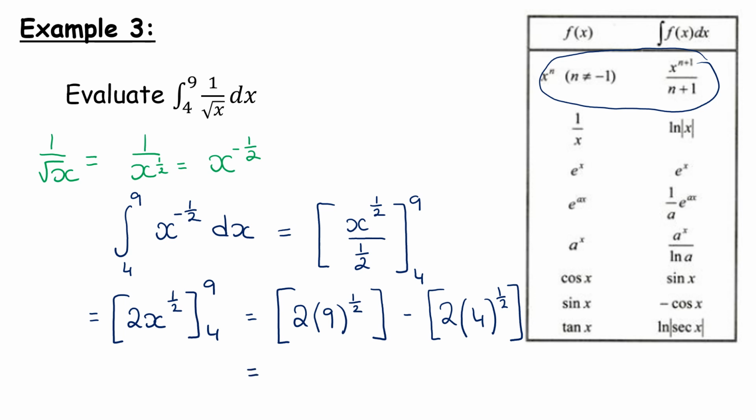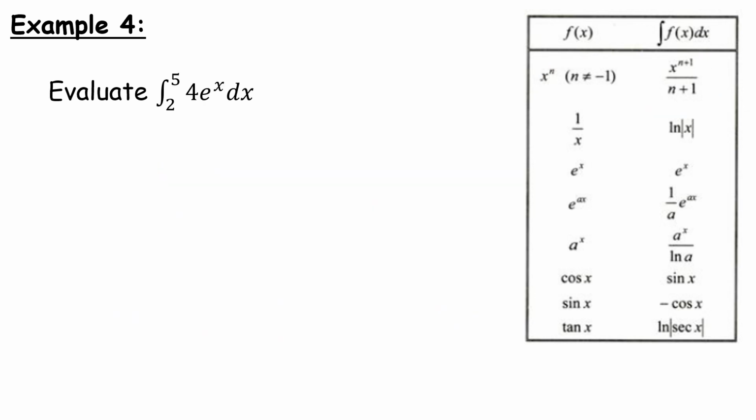So 9 to the power of a half, square root of 9, that's 3. 2 times 3, that's 6. Minus 4 to the power of a half, square root of 4, which is 2. 2 times 2, which is 4. But your calculator can do all this work. And our final answer here is 2.